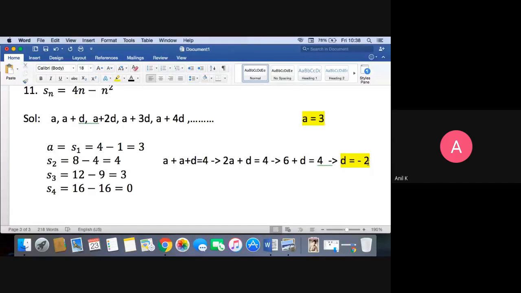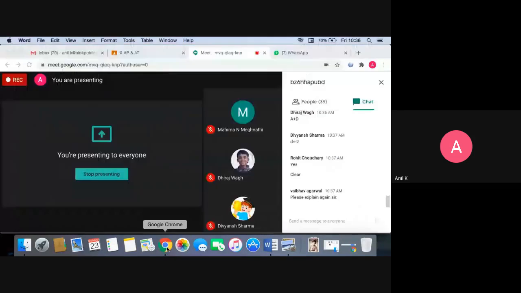Now can you tell me what is the AP? Just find out what is the AP. After knowing A value and D value, what will be my AP? You can type your answers here.